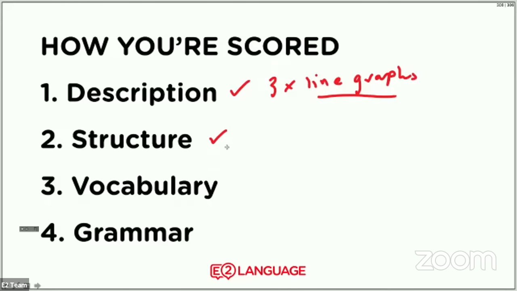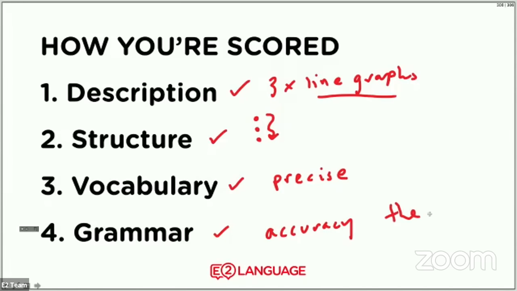Second thing you're scored on is structure. Did you have a summary sentence, a description, and did you also compare data? And did you do this in a way where it flowed very beautifully from beginning to end? The third thing you're scored on is vocabulary, and really, this is about being precise, using precise vocabulary. And the fourth thing is grammar, and this is about accuracy. Because even little mistakes, like if you make a mistake with the, or you write no article, that's going to be a problem, okay?